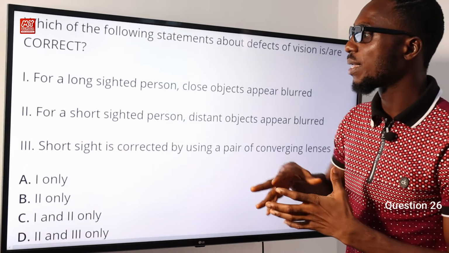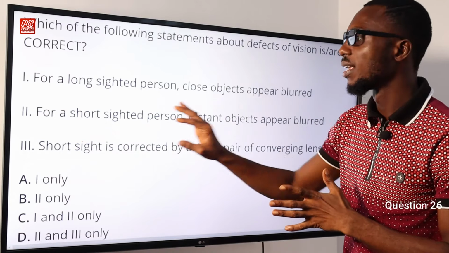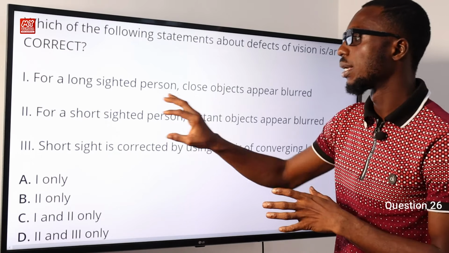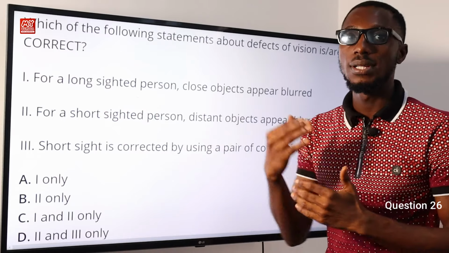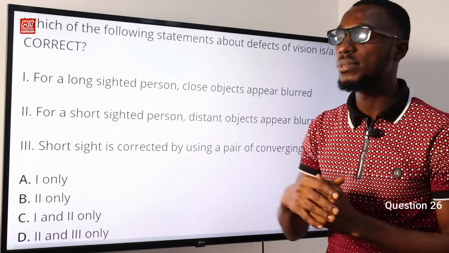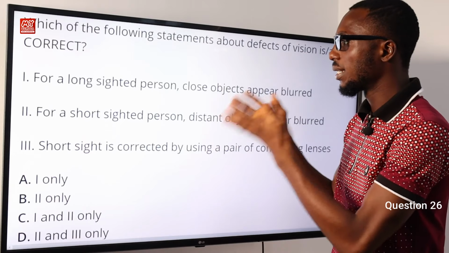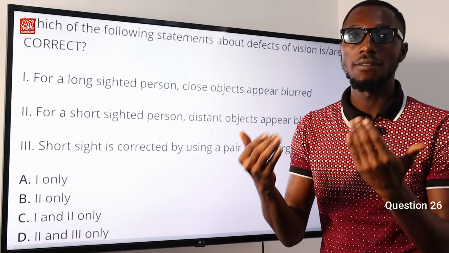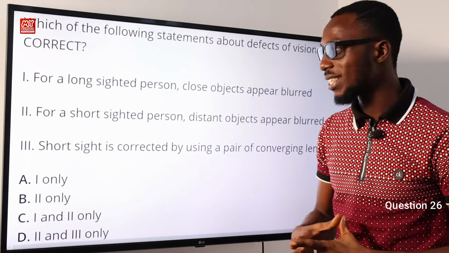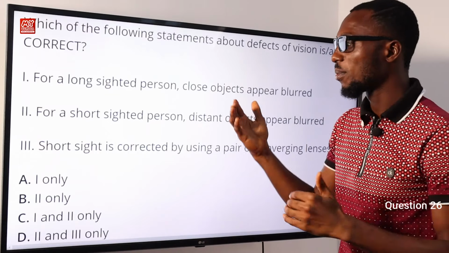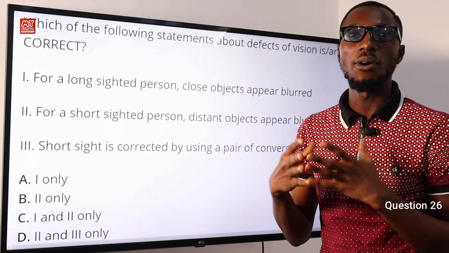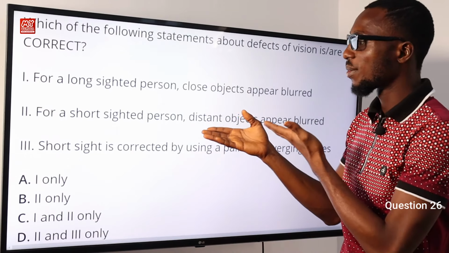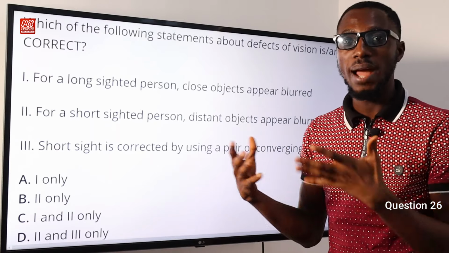So statement 1 is correct. Statement 2: for a short-sighted person, distant objects appear blurred. Of course, a short-sighted person can only see objects that are closer, and far objects become blurry. This is due to the fact that the rays from the object in focus are formed somewhere before the retina, not at the retina. So you will need a concave lens to correct this eye defect. This is also referred to as the condition myopia.